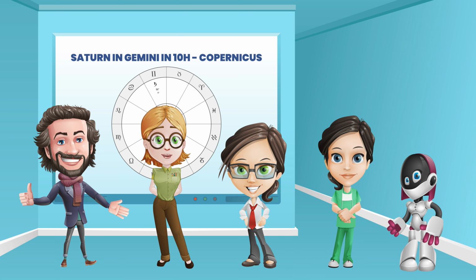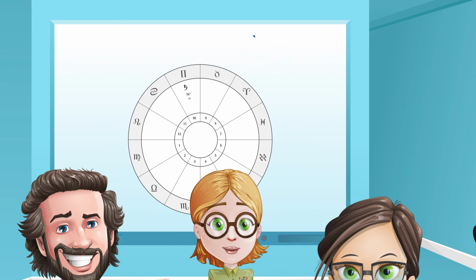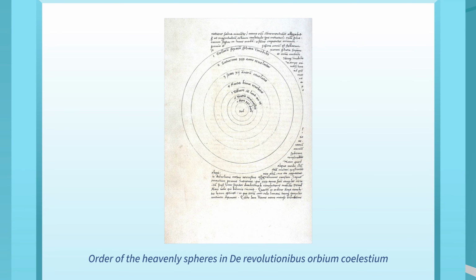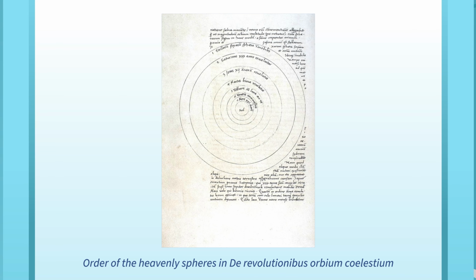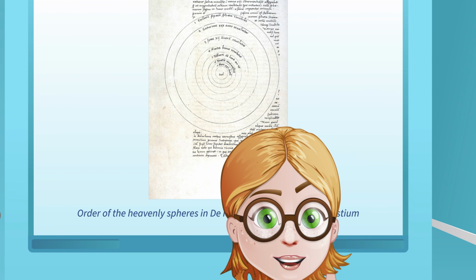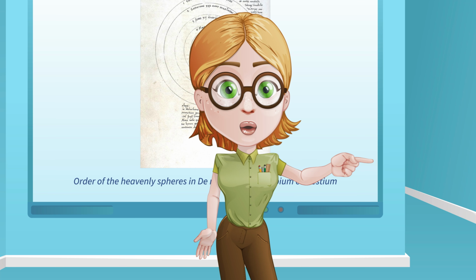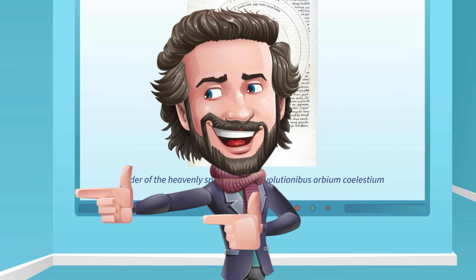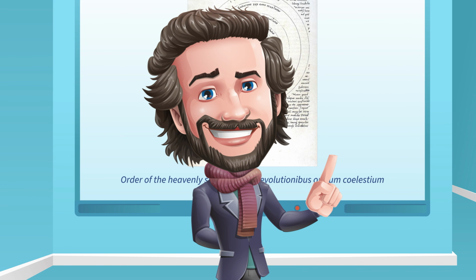Right on target, Katrina. For Copernicus, Saturn in Gemini in the 10th house manifested as enormous difficulty in publishing his life's work on the revolutions of the heavenly spheres. I remember reading that he came up with his heliocentric idea quite early, didn't he? Yes, he developed the main ideas by 1514, but he waited another 29 years before publishing them.